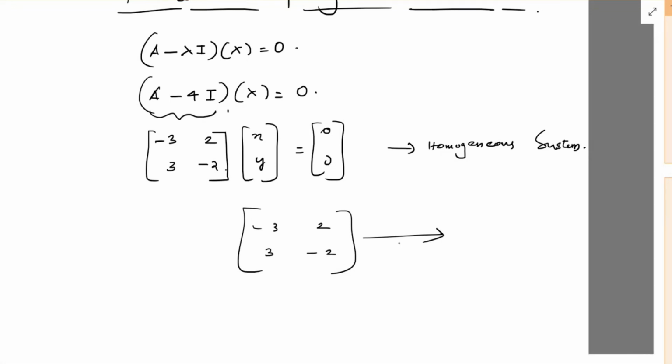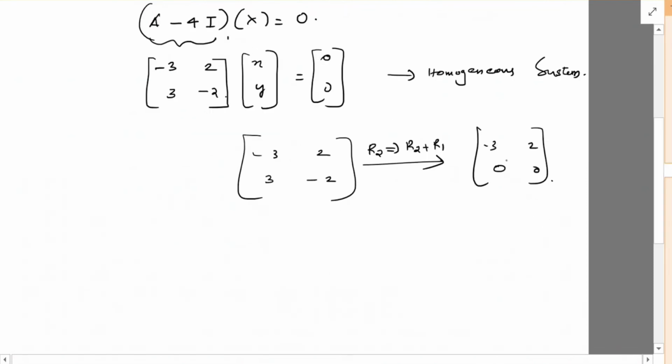So we need to know how to convert this into echelon form. R2 becomes R2 plus R1. So that will be minus 3, 2, 0, 0. So now it is in echelon form. And what is the rank? Rank equal to 1, which is less than the number of variables. So it has infinitely many solutions.